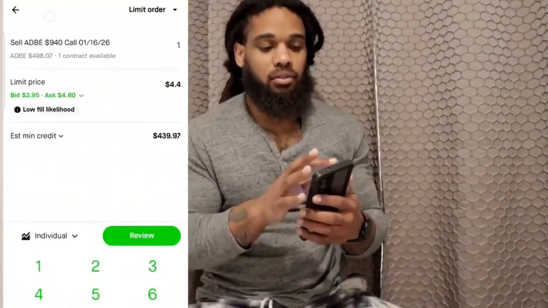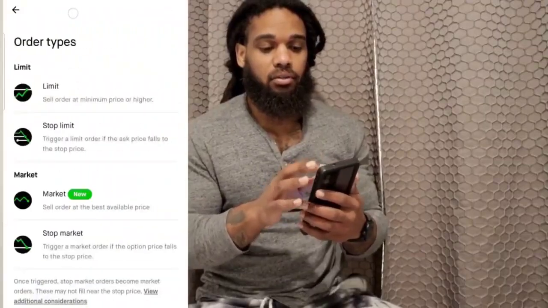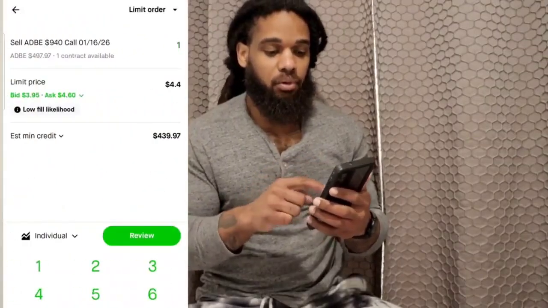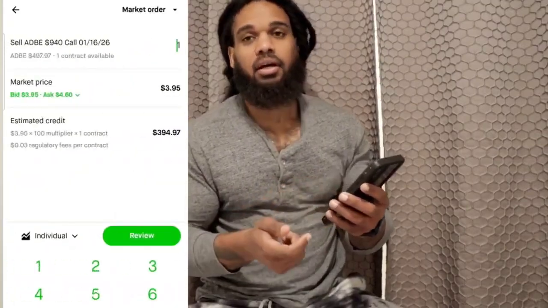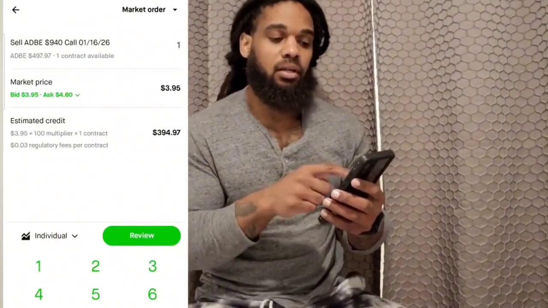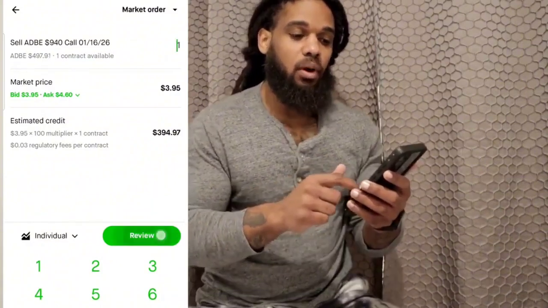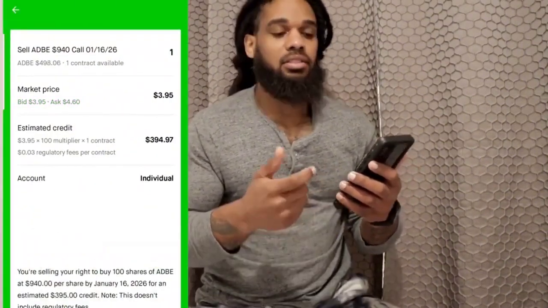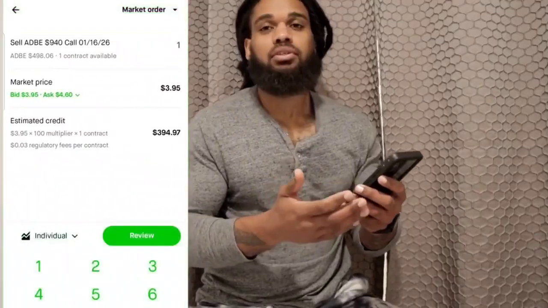Now if you wanted to do market order, you could click on a button up here, press market order, and put the amount of contracts you want to sell, 1, 2, 3, 4, 5, and so on. Once you hit review, you swipe up, and it's automatically going to sell your particular option contract.